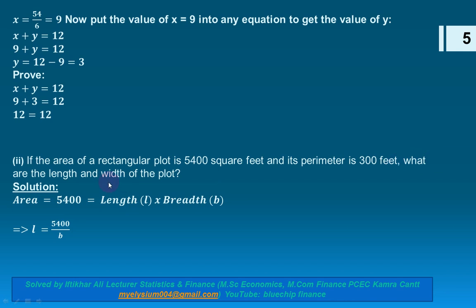Area, as you know, equals length multiplied by breadth, or you can say length multiplied by width, or width multiplied by length. Breadth is denoted by B and length is denoted by L, so we can say that 5400 equals L multiplied by B. So L will be equal to 5400 divided by B.